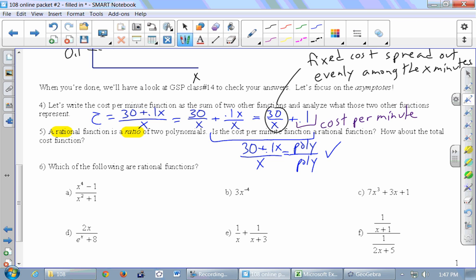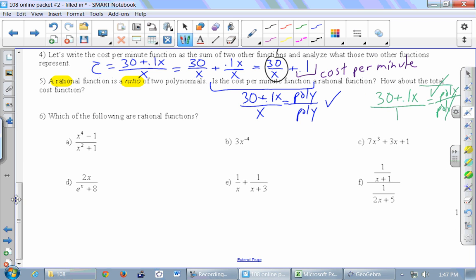What about the total cost function? So the total cost function was just the 30 plus 0.1x. If I really need it to be a fraction, there is one thing I can put downstairs that won't change the fraction, and that's a 1. The top thing is indeed a polynomial, and 1, no matter how simple, is also a polynomial. So yes, the total cost function is also a rational function.